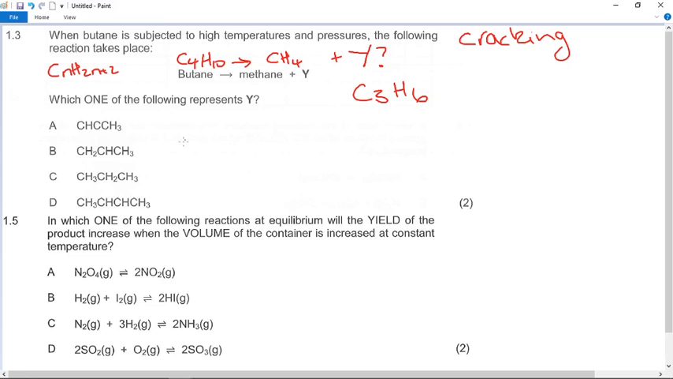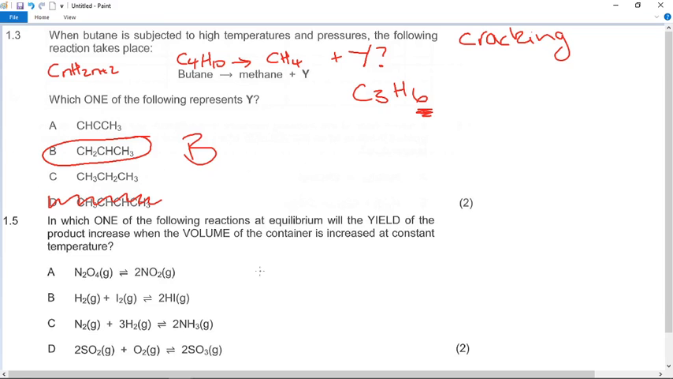So Y must be C3H6. We can immediately rule out number D, because D's got 4 carbons, and we cannot miraculously produce carbons from nowhere. Now we need to check who has in fact got 6 hydrogens. So 3, 4, 5, 6, 7, 8, 2, 3, 4, 5, 6. It looks to me like this fellow is the answer. So 1.3 is going to be B. You just have to use the law of conservation of matter. Atoms on the left equals atoms on the right.